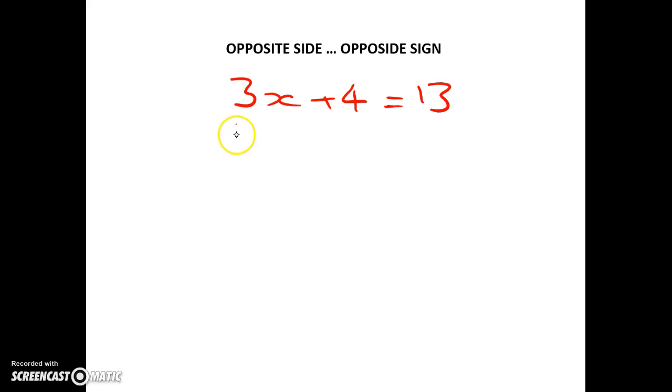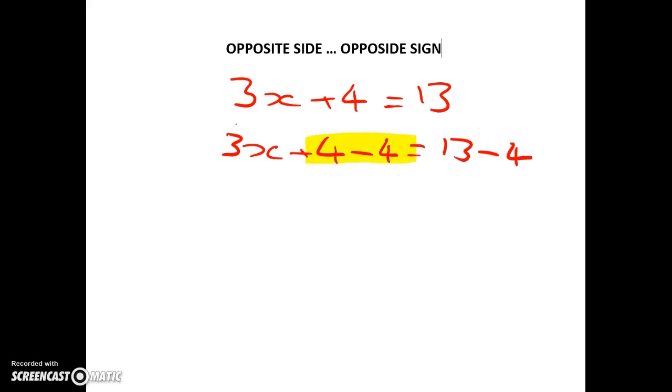And what we looked at last time was to say that anything you do on the left you do on the right, and our job is to try and undo the things that have been done to our x. Well, it's had 4 added to it. What we'll do is subtract 4. That's the arrangement. If you do it on the left, you must do it on the right as well. That's no problem, and that's what we're going to do.